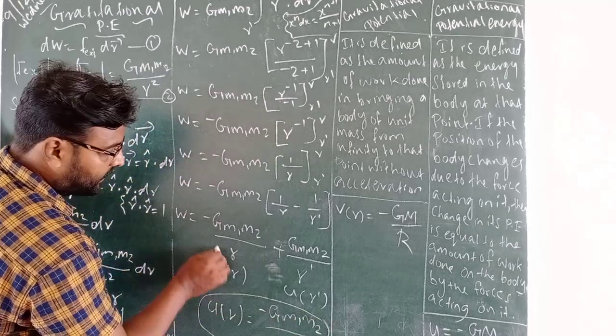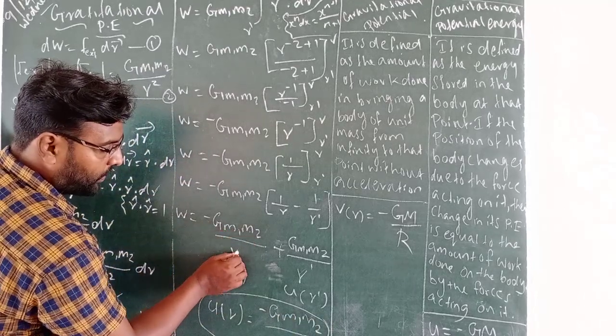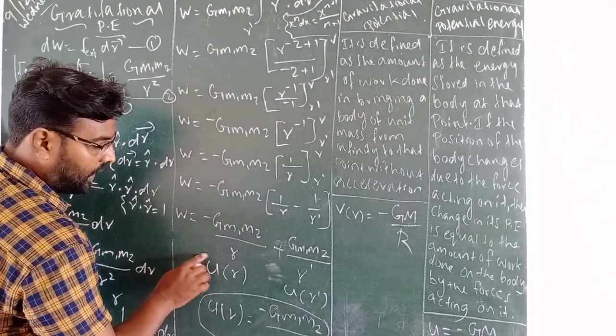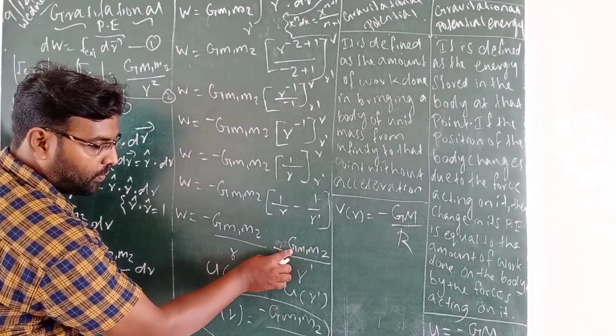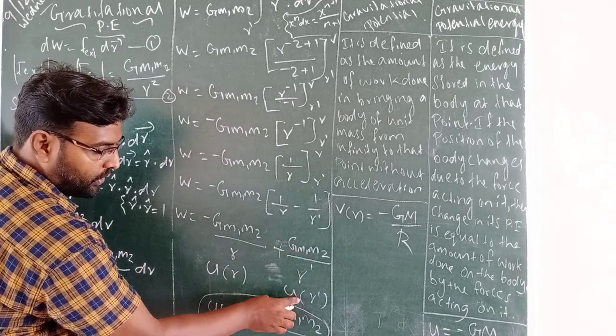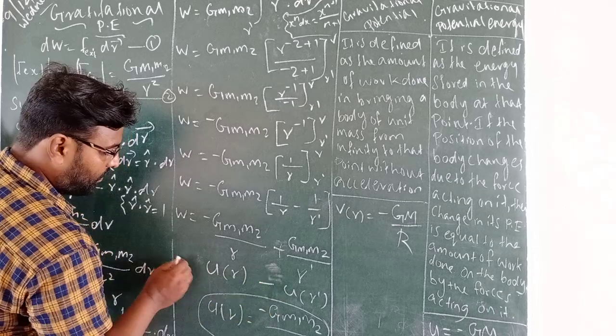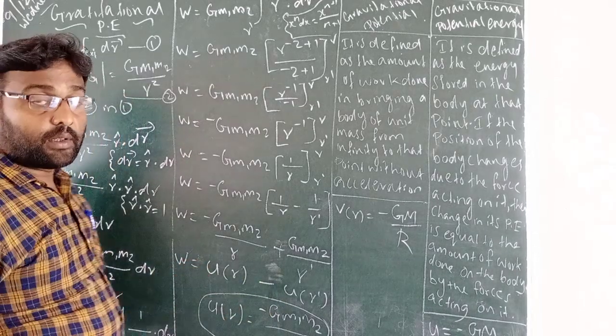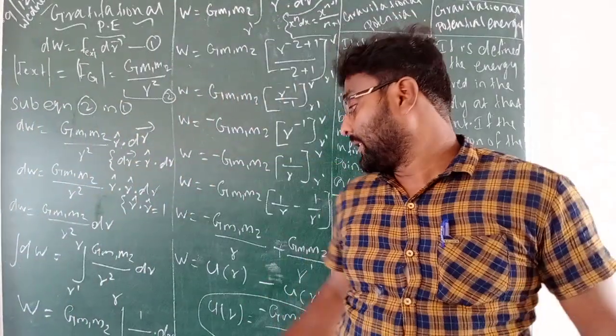So what will come means, here minus GM1M1 by R is UR. So here it will come plus. Now here also minus GM1M2 by R dash is what? UR dash. So here it will come minus. So we can write the orbital is equal to the gravitational potential energy.